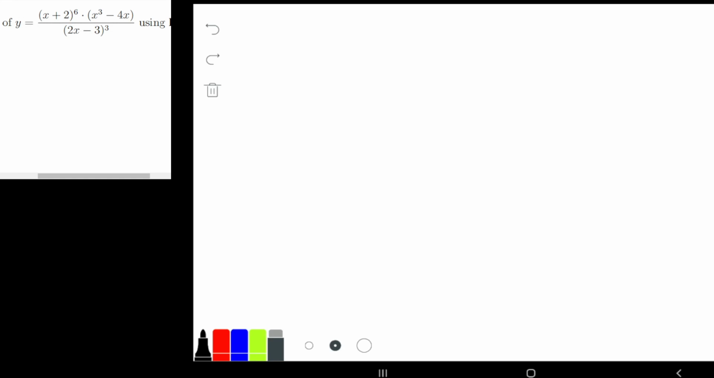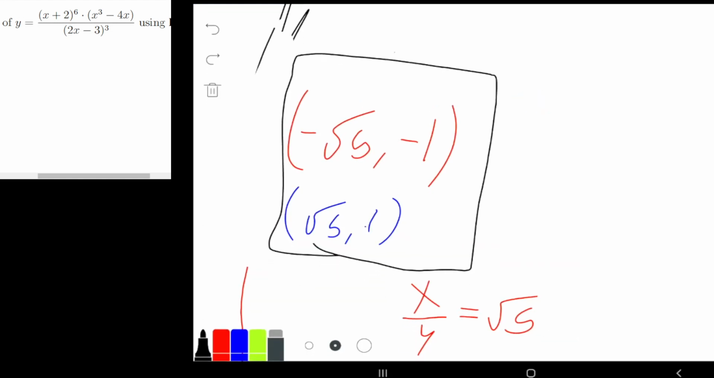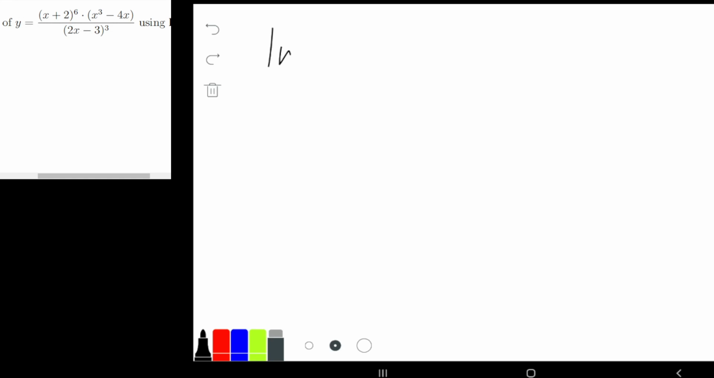So that would be ln y equals the natural logarithm of this stuff on the left. I'm not going to rewrite that right now, but we can simplify this. The natural log of this whole quotient, well, the natural logarithm of a quotient, of a division, is the difference of logarithms.